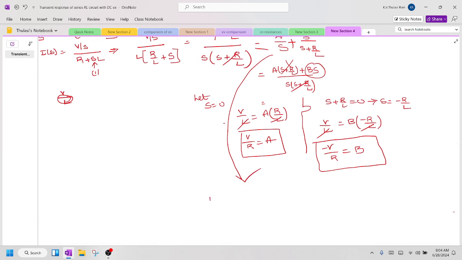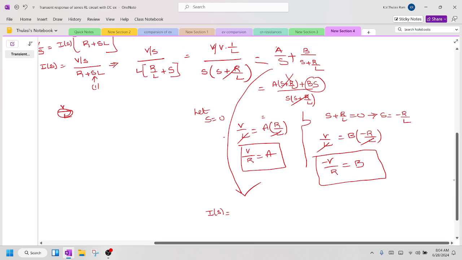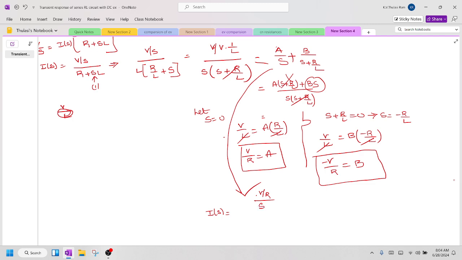So the ultimate equation of I of S is equal to, what is the A value? It's nothing but V by R divided by S, plus, what is the B value? Here you are going to get minus V by R divided by S plus R by L. So this is the exact equation we require.